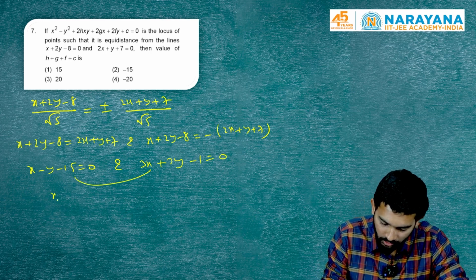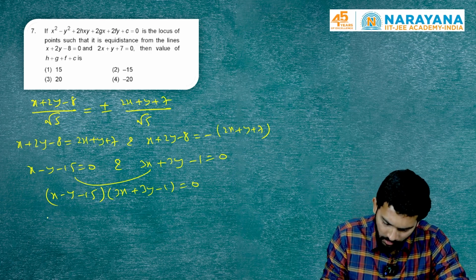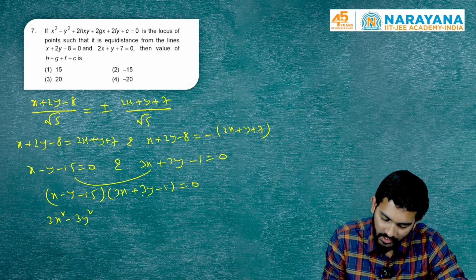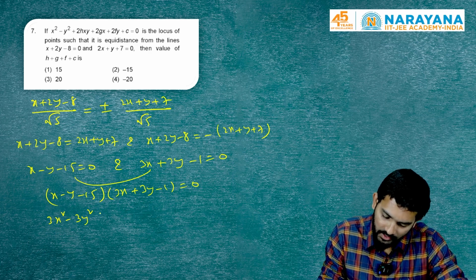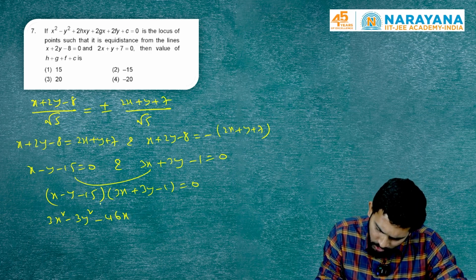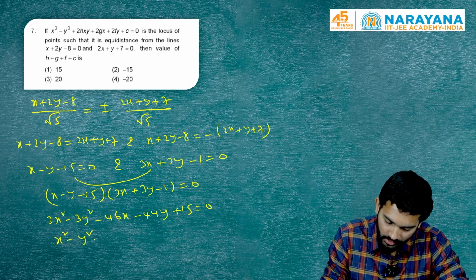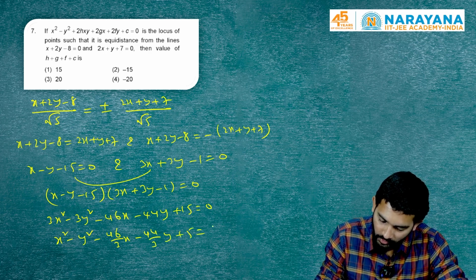So if I multiply these two things, x minus y minus 15 into 3x plus 3y minus 1 equal to 0. So I get 3x square minus 3y square, the xy coefficient will cancel because minus 3xy plus 3xy will get cancelled. If you see the x coefficient, minus 45x minus x, which will be minus 46x. The y coefficient, which will be minus 45y plus y, which will be minus 44y, plus 15 is equal to 0. So x square minus y square minus 46 by 3x minus 44 by 3y plus 5 equal to 0.